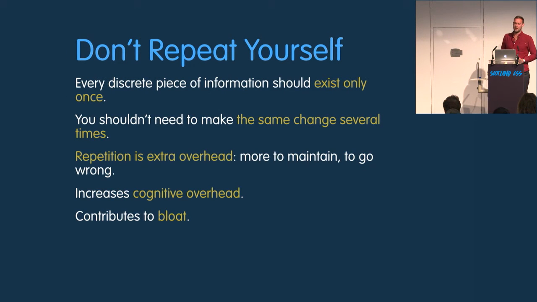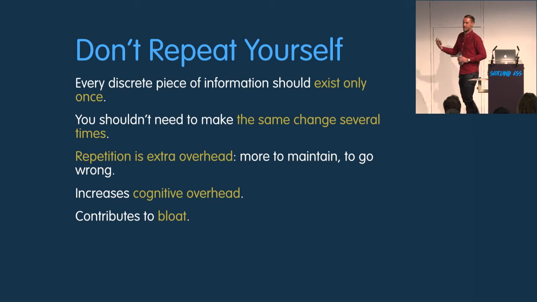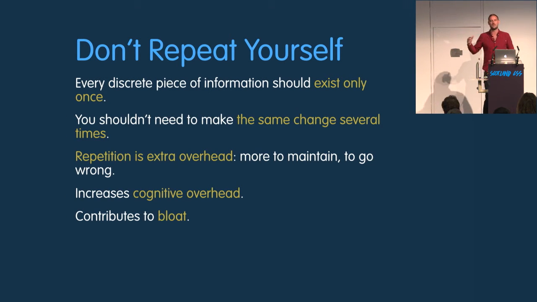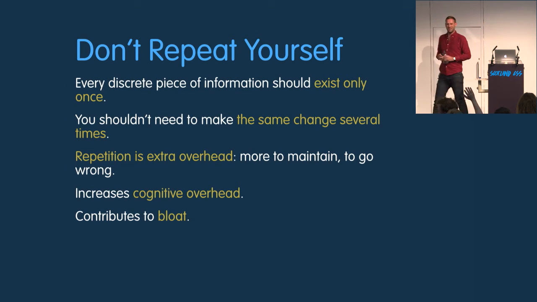Every discrete piece of information should exist once. You shouldn't need to make the same change several times. Any repetition is extra overhead. It's just more to work with. It increases cognitive overhead. Has anybody ever inherited a project where you make a change in one place and you refresh the browser and nothing's happened? Then you dig around for another 15, 20 minutes and you realize that, oh, I need to change it here as well, right? We've all had that before, I imagine.